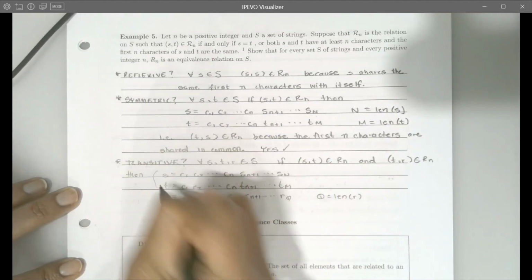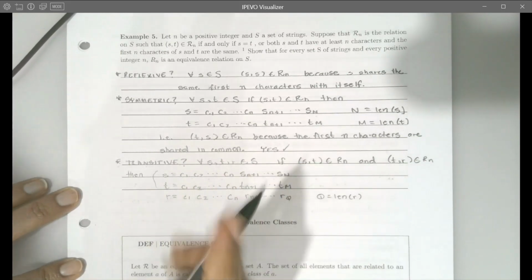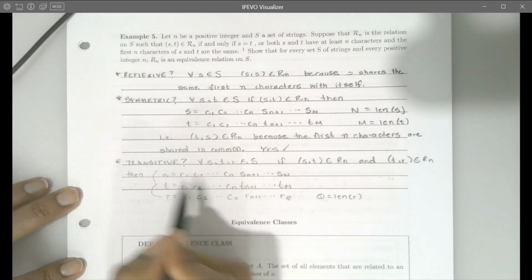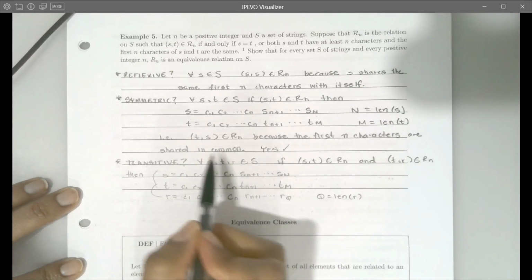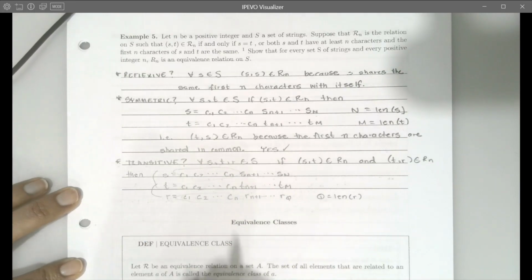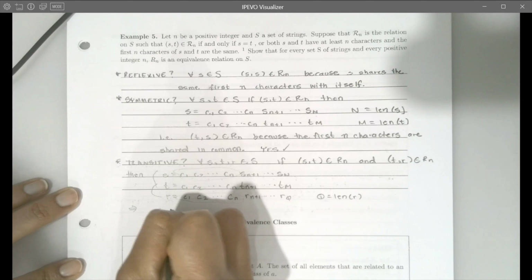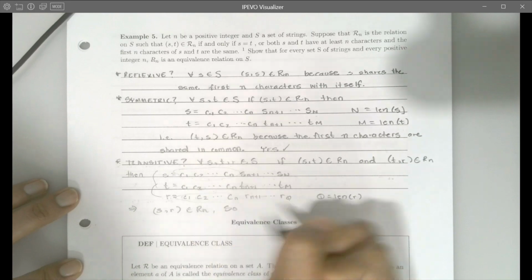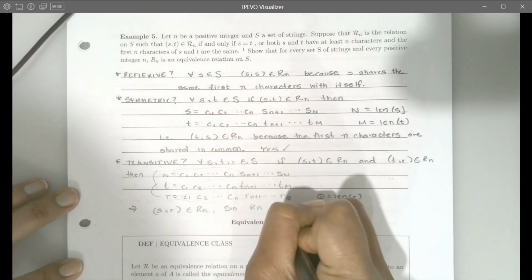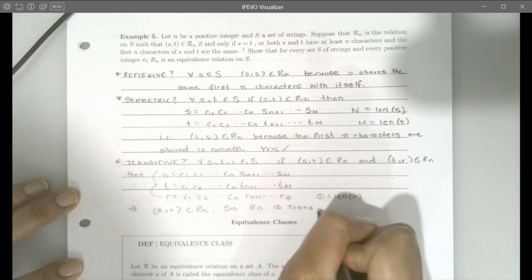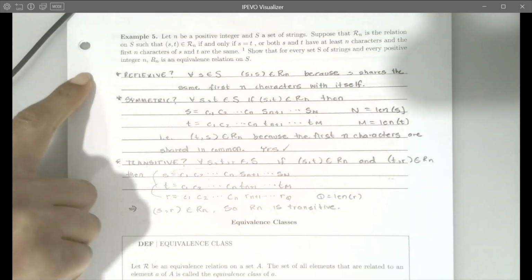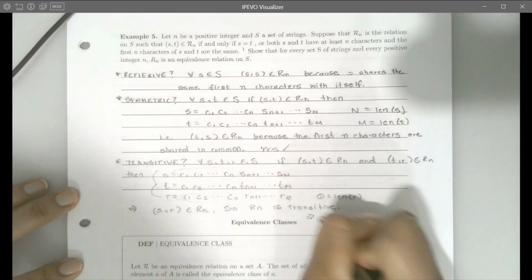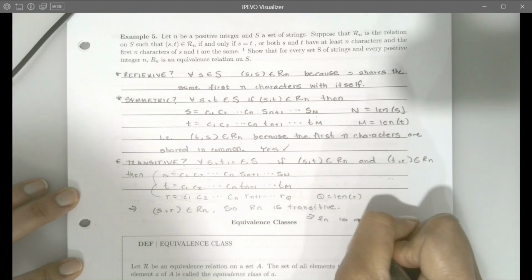So again, these first characters we have because S, T is in Rn, and these we have because T, R is in Rn. And so now we see that because the first n characters are shared in common between S and R, that means that S comma R also needs to be part of the relation. So Rn is transitive. And now, since it satisfies all three properties of an equivalence relation, we can conclude that Rn is an equivalence relation.